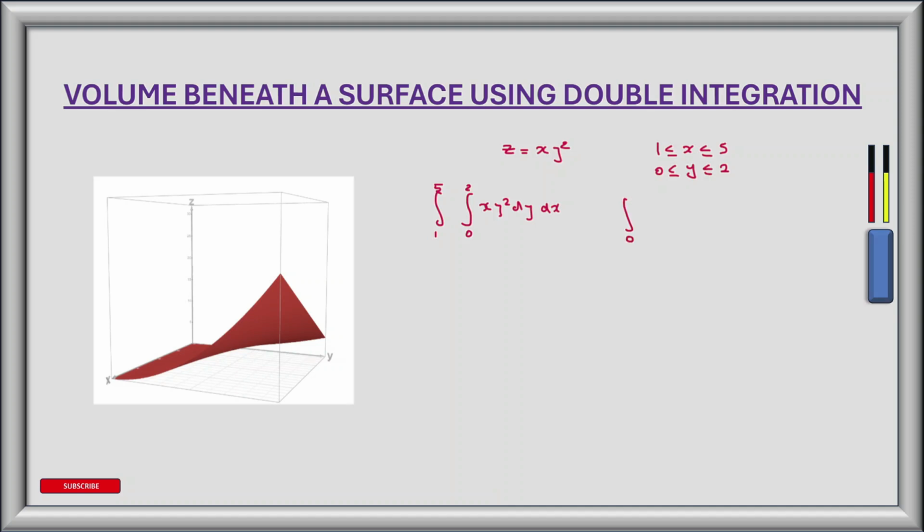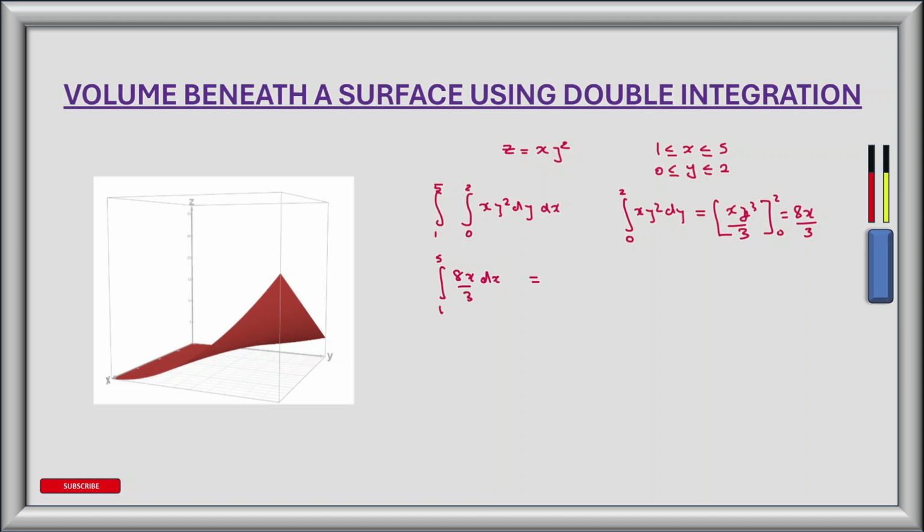From 0 to 2, xy squared dy, we integrate this and we get xy cubed divided by 3 from 0 to 2. If we plug in the value of 2 for y, we get 2 cubed, which is 8, multiplied by x, divided by 3. And if we plug in the value of 0, we get 0. So we're left with a function 8x over 3. Now we want to integrate that. So we integrate from 1 to 5, 8x divided by 3 along the x-axis.